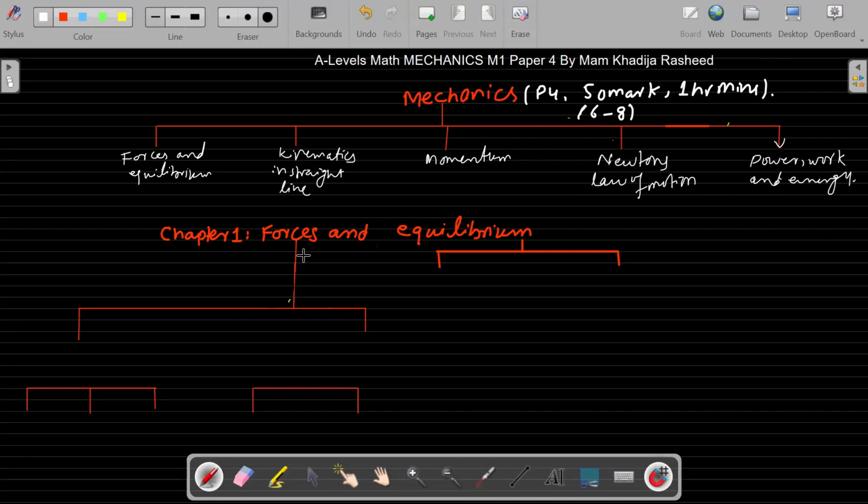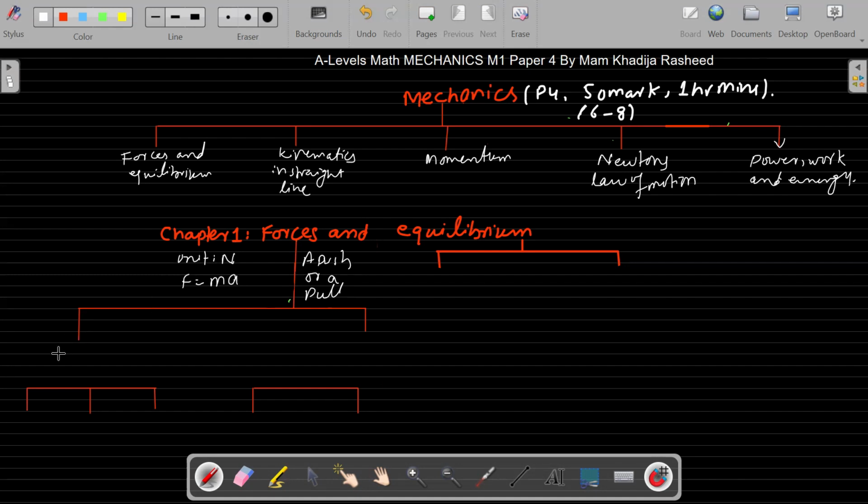All right. In our first chapter, we are going to discuss forces. So what is a force? A push or a pull is called force. Its unit is Newton, which is named after Sir Isaac Newton. Its formula is F equals ma, where F is force, m is mass, and a is acceleration.